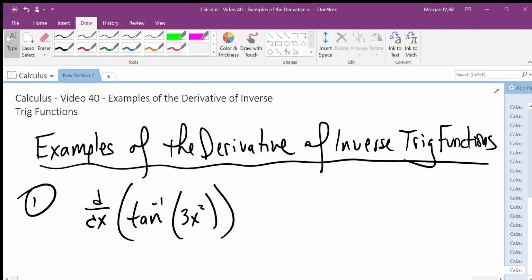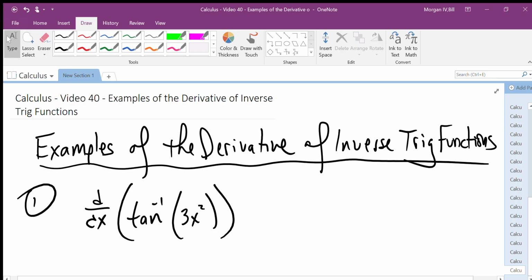Calculus, video 40, examples of the derivative of inverse trig functions. So we now know the derivative of the inverse trig functions, specifically for the derivative of inverse sine of u, the derivative of inverse tangent u, and the derivative of inverse secant u. So let's go through about 5-6 different examples here.